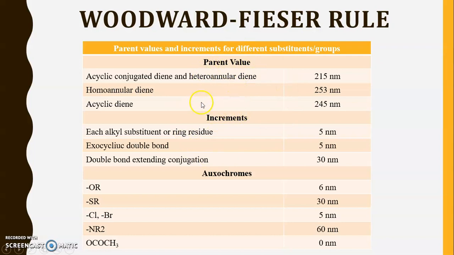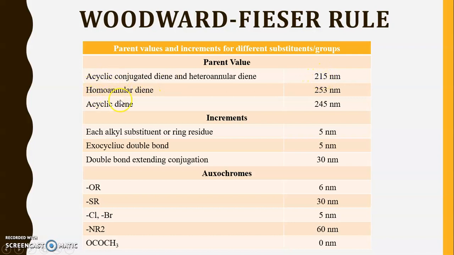One is the parent value, one is the increments, and the third one is the auxochromes. Now, what does parent value mean? Here we have seen the homoannular diene and the heteroannular diene. Now there is another type of diene, if the compound is acyclic. Conjugated diene and heteroannular diene, if they are present, we have to consider the parent value as 215 nanometer.